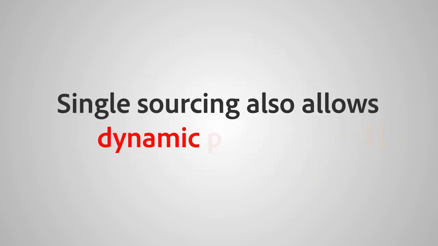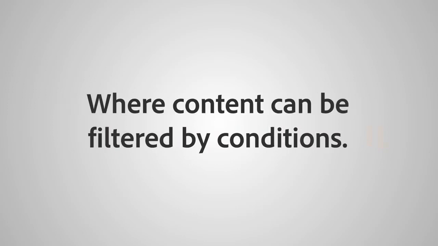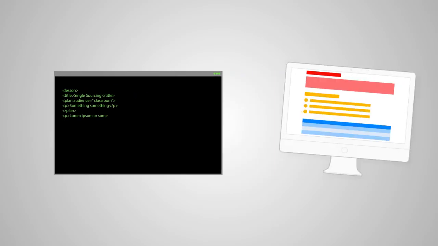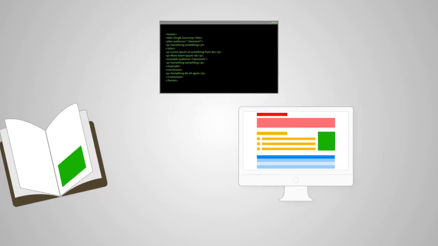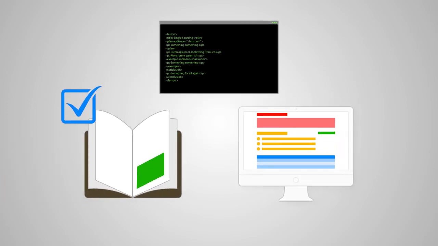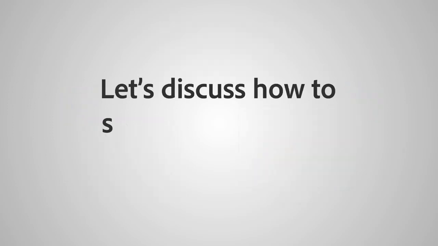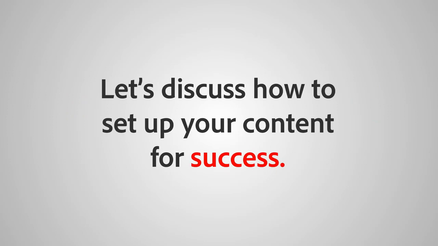Single sourcing also allows dynamic publishing, where content can be filtered by conditions. For example, you might have online training materials that have content specific for use in the classroom. You could tag the content with conditions, allowing you to exclude a lesson plan and example since those are just for classroom use. Let's discuss how to set up your content for success.